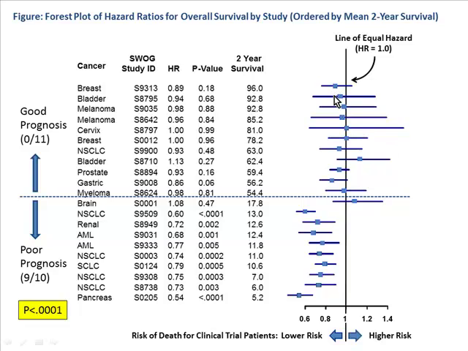And you can see that an interesting pattern emerged. For all the studies with good prognosis, trial patients had similar survival to non-trial patients, with the 95% confidence intervals including the line of equal hazard, the vertical line. Whereas for nearly all studies with poor prognosis, the risk of death for trial patients was significantly lower. So then the question is, what might explain this very distinct pattern?